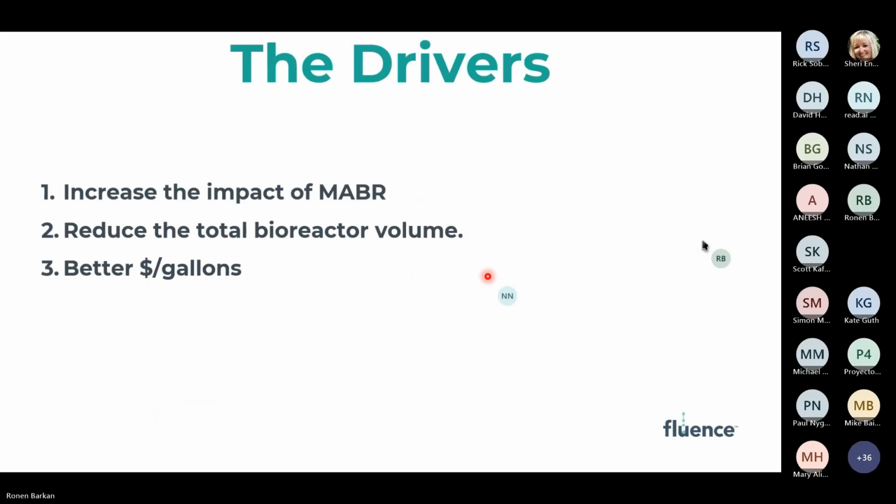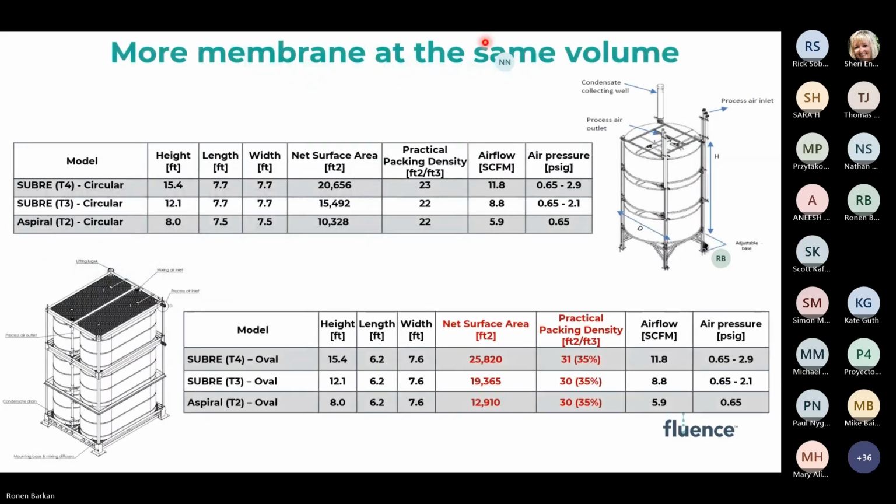So the drivers are to increase the impact of MABR as we realize what benefits we have from having more membrane. The second one is to reduce the total bioreactor volume by using more MABR. I will demonstrate the effect in the next slides. And lastly, and I think most important, we try to improve the dollar per gallon rates that we are providing by using more MABR towers. It pushed us to put more membrane in the same volume.